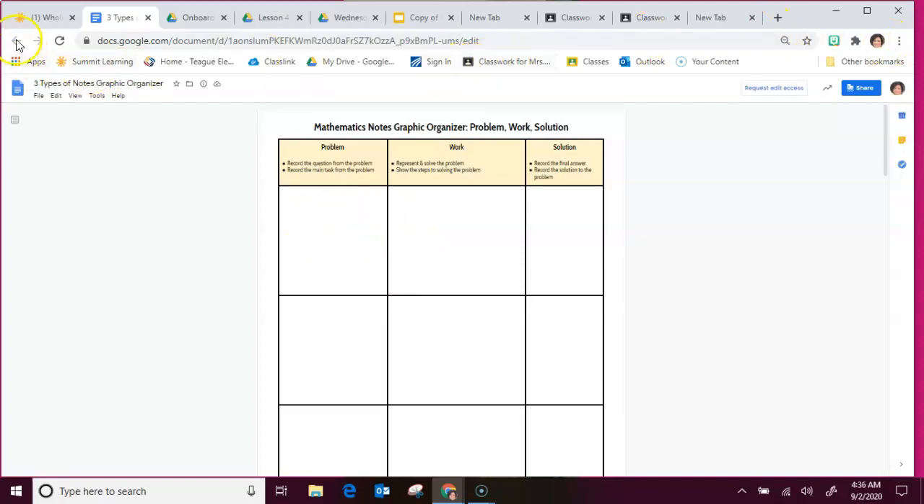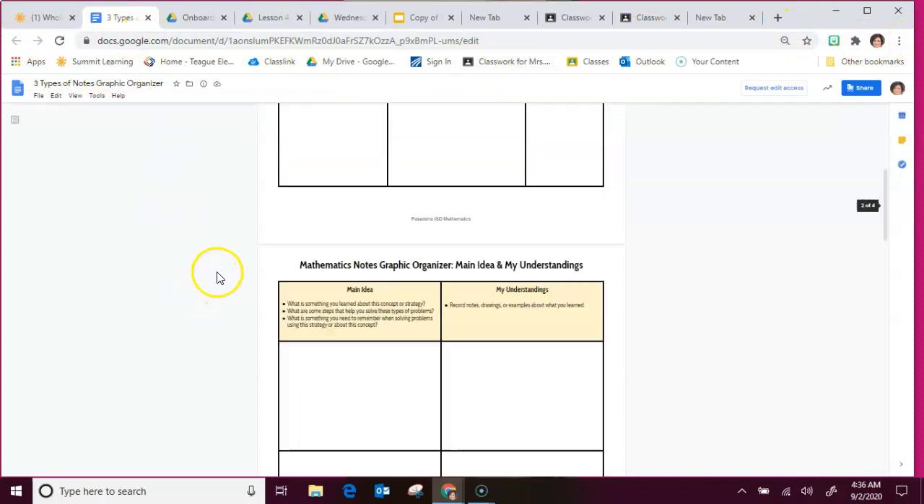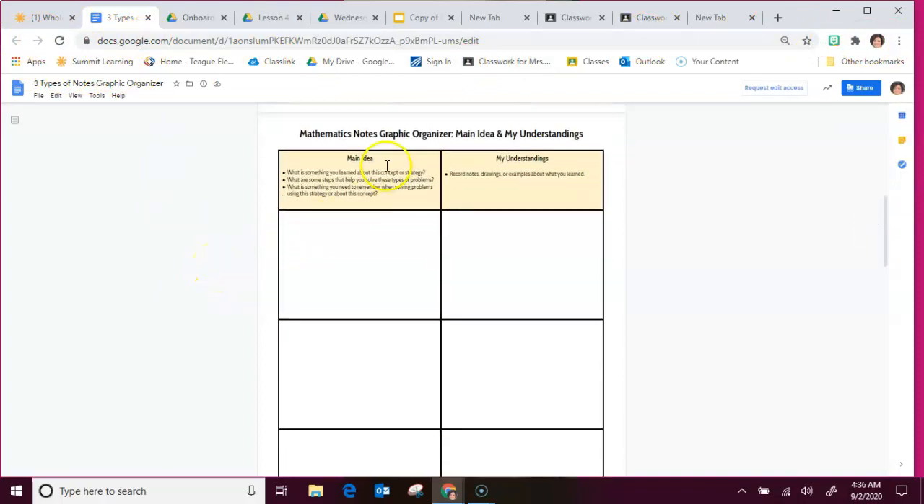Then we have, let's see, I thought these were all together. Yes, they are. Okay, so then we have the Math Notes Graphic Organizer. This is the main idea and my understandings. So on the main, you have 2 columns. The main idea column is, what is something you learned about this concept? What are some steps that help you solve these types of problems? And what is something you need to remember when solving problems using that strategy about this concept?